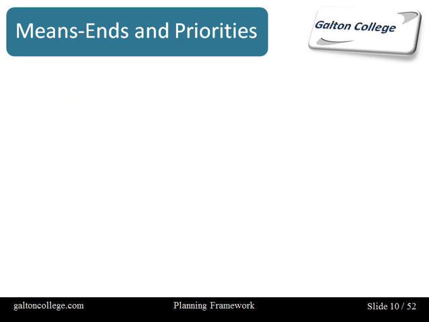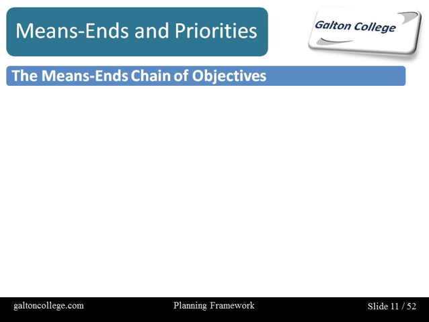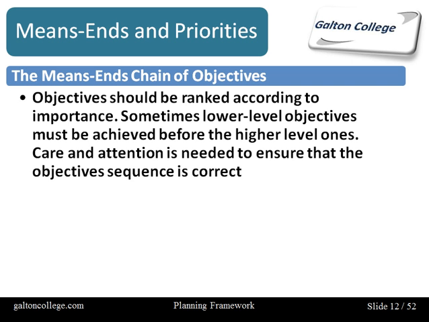We should also look at ends, means, priorities. The means, ends chain of objectives. There are too many S's in that statement. Objectives should be ranked according to importance. There's no point in aiming at something minor, so it's important to identify the big objective and try to achieve it. However, sometimes lower objectives must be achieved before the higher ones.